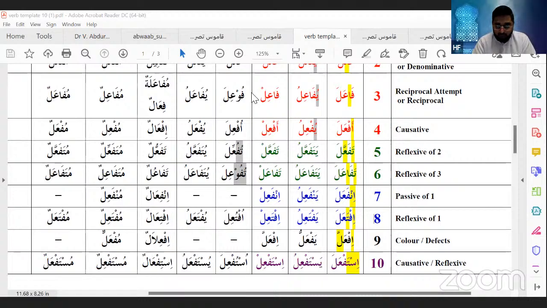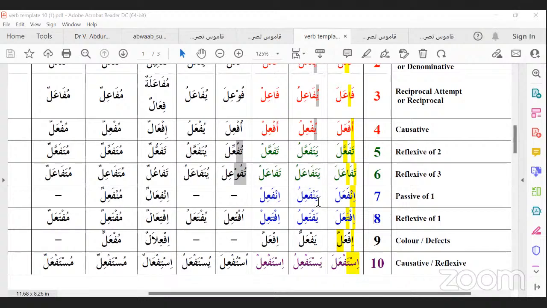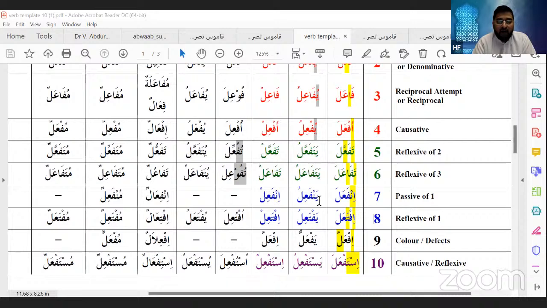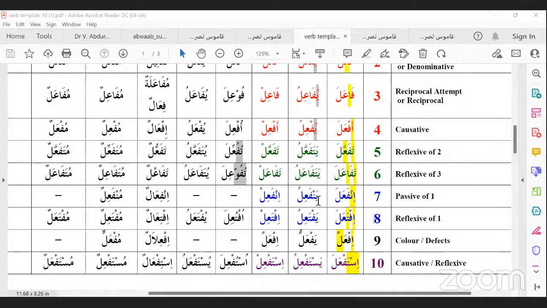Sister Abu Nisa, I would like you to do yanfa'ilu. The present tense is yankasiru. Bismillah. Yankasiru, yankasirani, yankasiruna. Hiya tankasiru, huma tankasirani, hunna yankasirna.